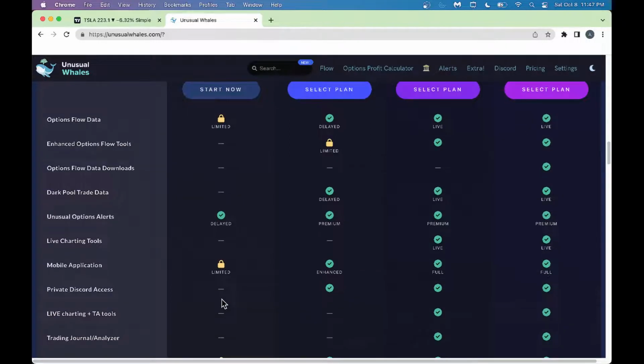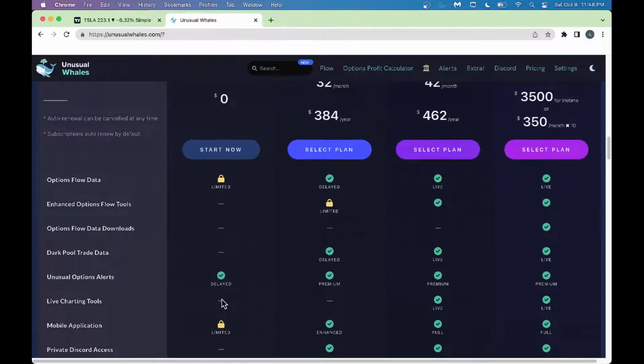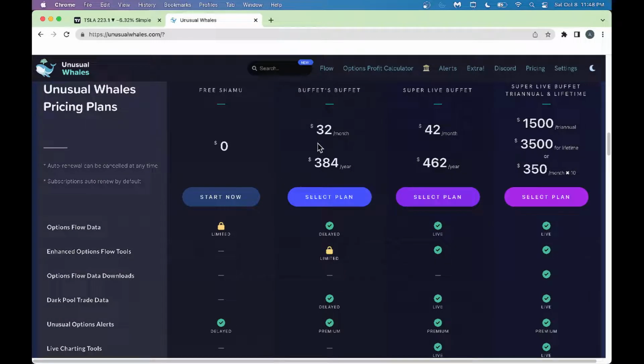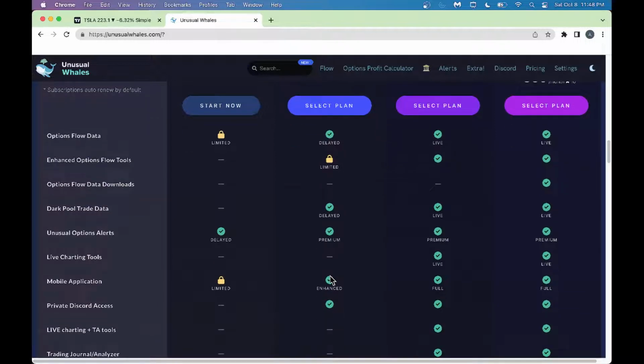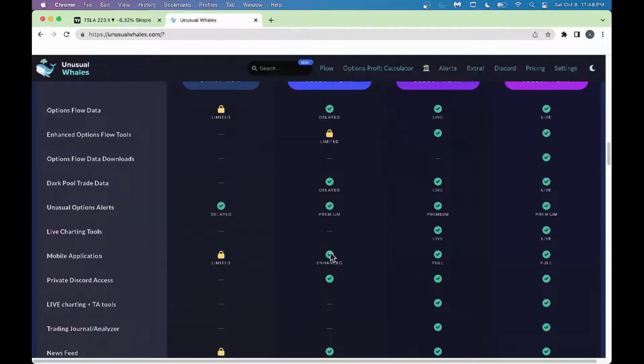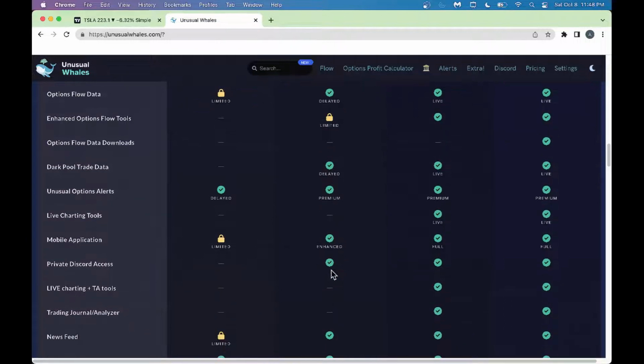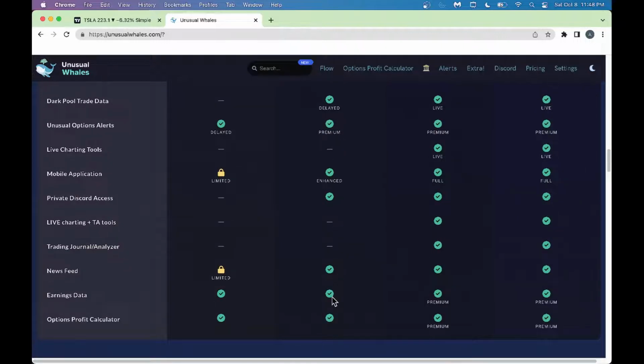If you're a little bit more serious trader, you could go into the next plan here, which is $32 per month, around $384 per year. With this plan, you get 15-minute delayed options flow data, and you get dark pool data. This is where you can look at some of the dark pool activities, which is not publicly available. You can also look at unusual alerts, and there's a mobile application, so you can put it on your cell phone, plus Discord access, a news feed, and the earnings data.